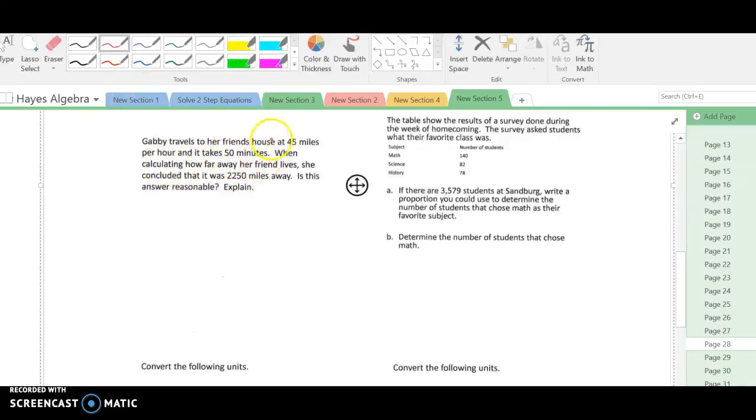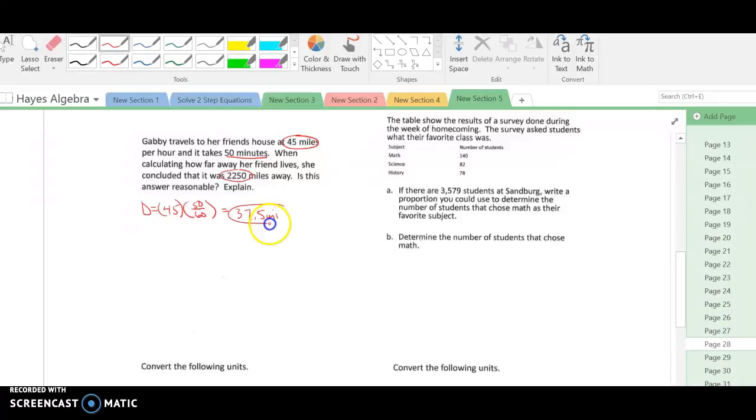If you're driving 45 miles an hour for 50 minutes, can you go 2,250 miles? No. What do you think the mistake is here? Well, you go 45 miles an hour, but 50 minutes is not 50 hours. If it was 50 hours, that's how many miles they would drive. So what you have to do here to correct it is 45 miles an hour times 50 divided by 60, right? And if you do that, it is 37.5 miles away.